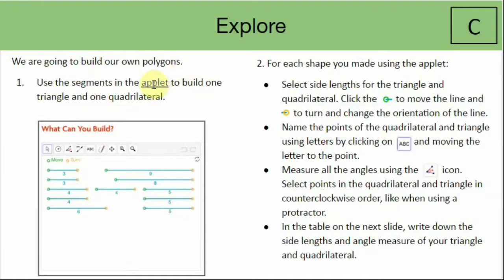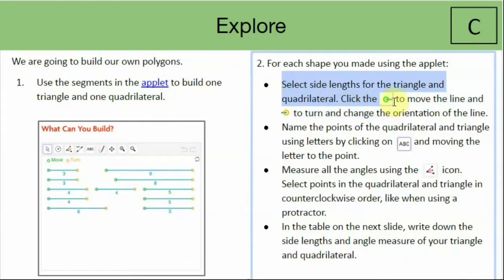We're going to use an applet to do this. For each shape you make using the applet, select the side lengths by moving this green line. To move the line and turn it, use this yellow circle. To name the points, you can use this button with ABC on it. To measure the angles, use the icon that has a little protractor, a little angle on it. In the next slide, write down the side lengths, that's how long each side is, and the angle measures of the triangle and quadrilateral that you make.